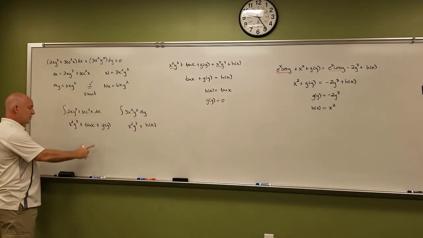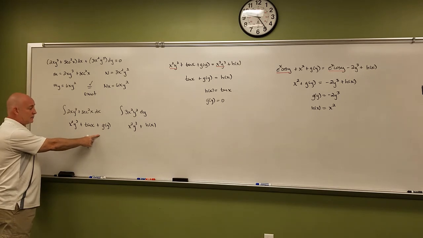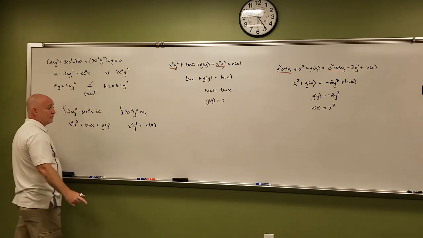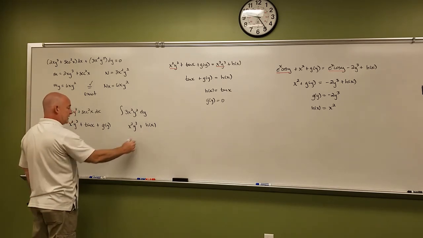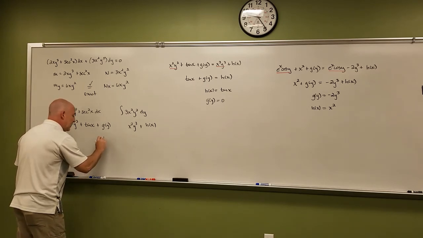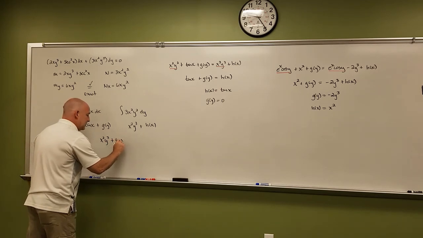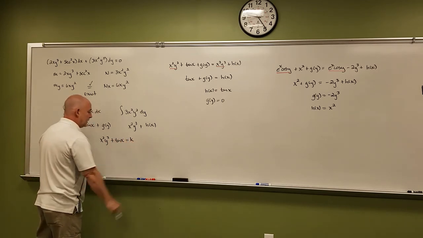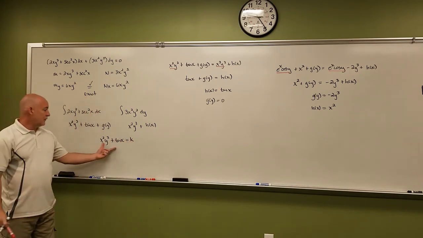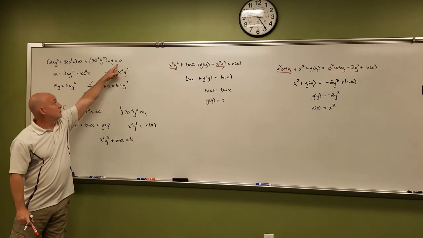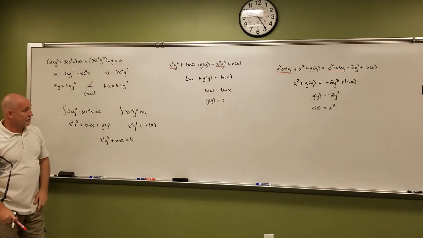Now notice, if you take this answer here and you put g of y in, or if you take this answer here and put h of x in, you get the exact same answer. So our answer is x squared y cubed plus the tangent of x equals a constant. So that gives us our function. Don't forget, equals a constant, because that's what you get if you integrate 0 on the other side.